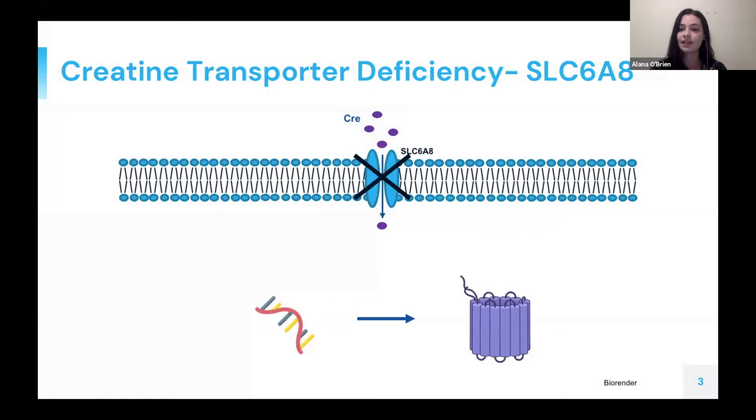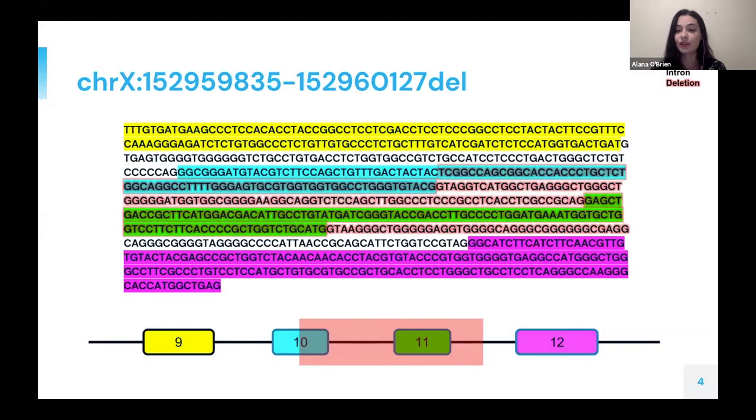The creatine transporter is encoded by the SLC6A8 gene. There are many mutations in this gene that cause CTD, and of all these mutations, it's unclear how they mechanistically cause creatine transport deficiency, either at the mRNA or at the protein level. So we worked with a patient that had CTD and had a deletion in the SLC6A8 gene. The deletion was 293 base pairs long, and this deletion encompasses part of exon 10, all of intron 10, all of exon 11, and a part of intron 11.